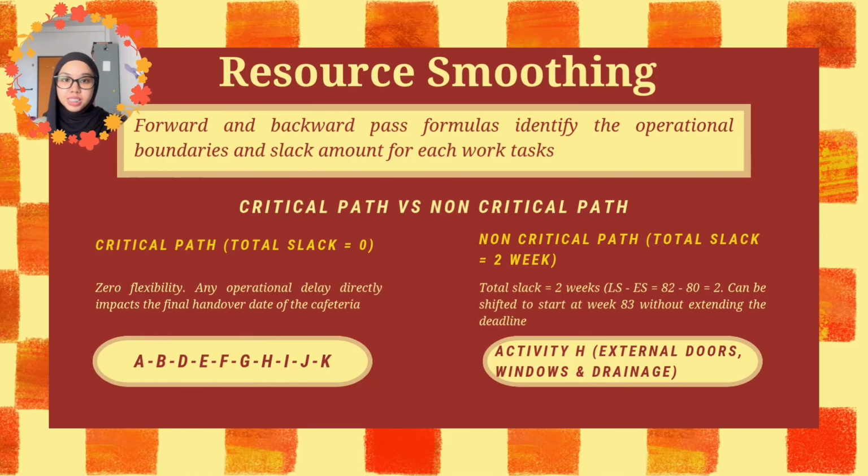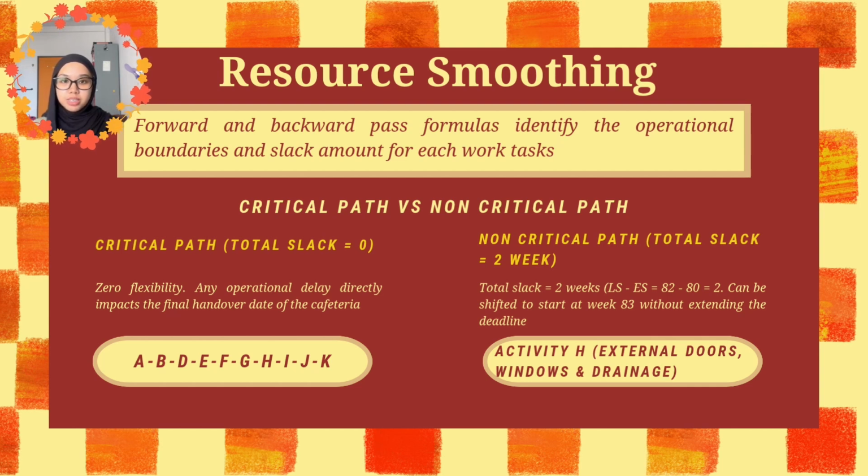To optimize this workforce footprint, we utilize resource smoothing. By applying forward and backward pass formulas, we are able to calculate the exact operational boundaries and the total slack available for each work task. Through this analysis, we divide our project schedule into two main parts.